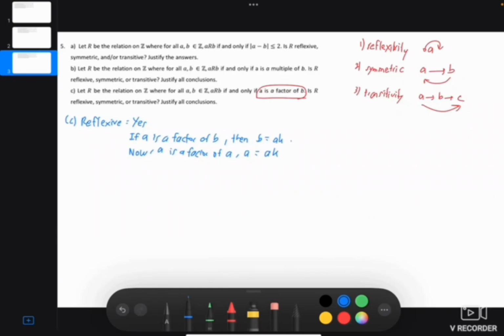This is because to show that if A is a factor of B, then B equals A multiplied by a certain constant. Now since the definition of reflexive means that A relates to itself, we are stating that A is a factor of A, which also means that A will be equal to A multiplied with another constant. Then let's just assume the constant K equals 1. We will be getting A equals A, which satisfies our definition of reflexive for all elements of A.